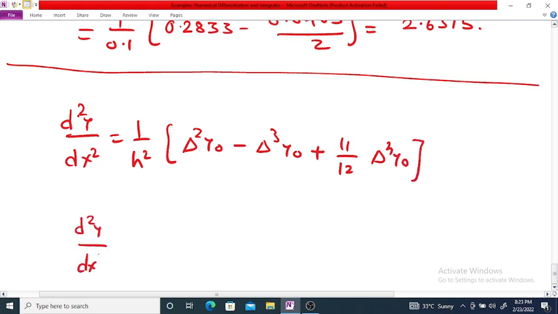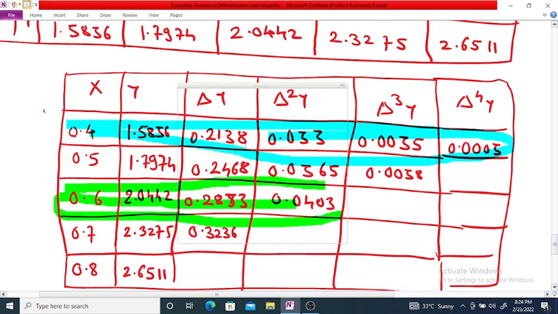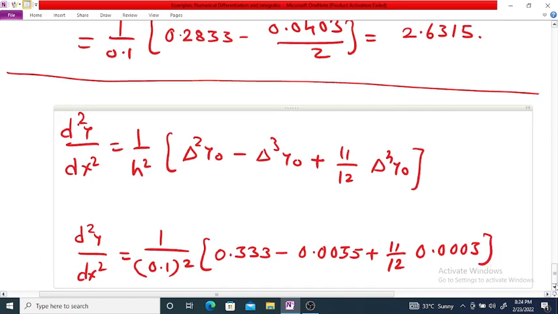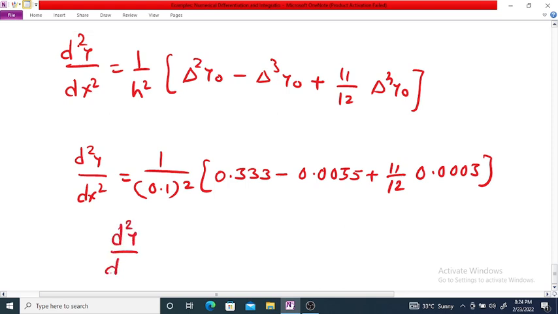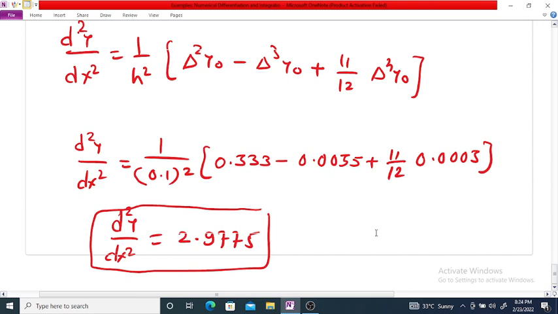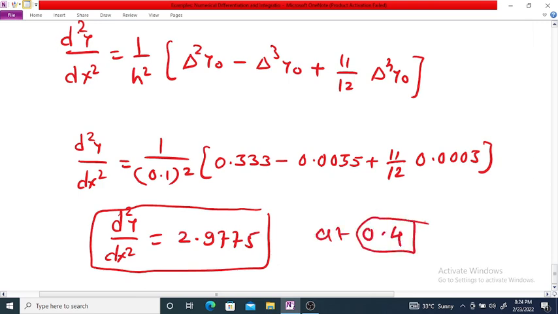So d square y by dx square is equal to 1 divided by 0.1 bracket square, times delta square y0. What is delta square y0? You can see here, it is 0.333. So it is equal to 0.333 minus delta cube y0, 0.0035, plus 11 by 12 delta 4 y0, 0.0003. So d square y by dx square is equal to 2.9775. This is the double derivative at x is equal to 0.4.